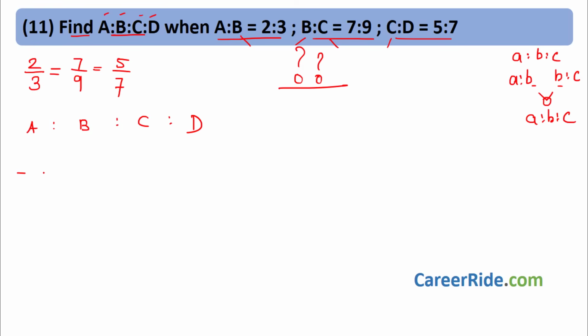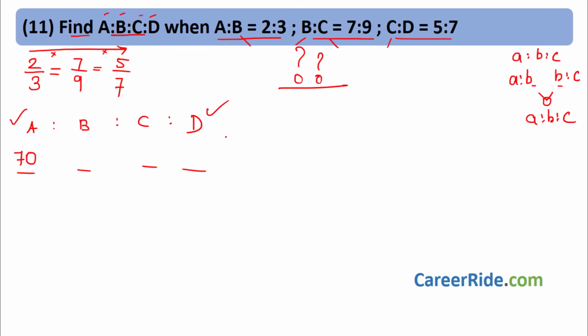That is, we want 4 values over here, right? But we already have 6 values. So how to calculate these 4 values? Very easy. This is the first value and this is the last value. How to calculate first and last? First is by multiplying the numerators. 2 multiplied by 7 multiplied by 5. What do we get? 2 fives are 10, 10 into 7 is 70. First value is 70. Just multiply the numerators.